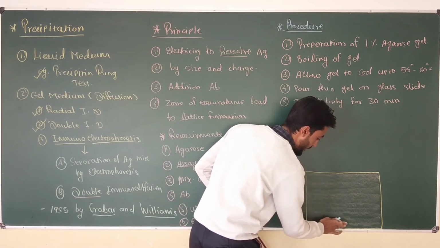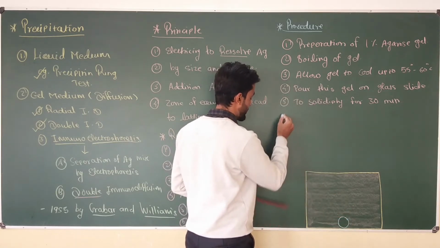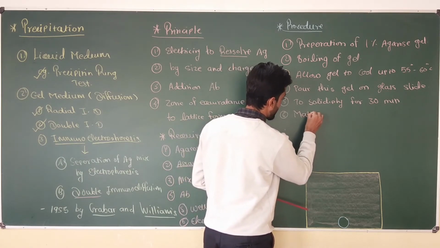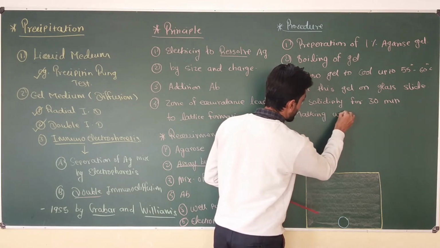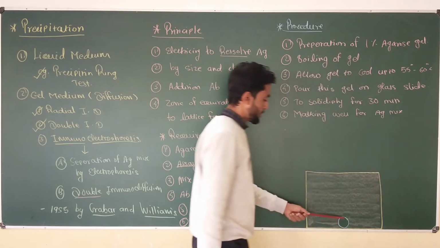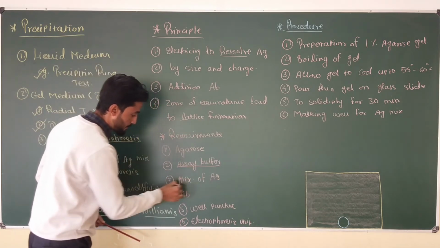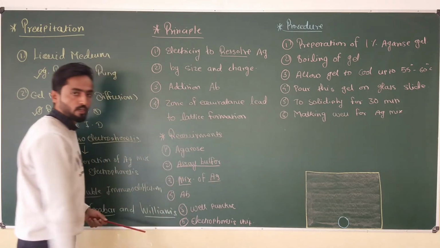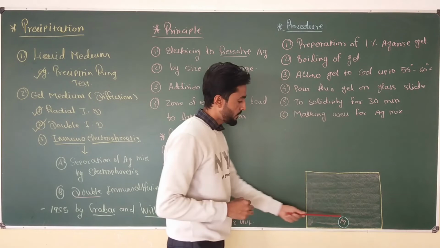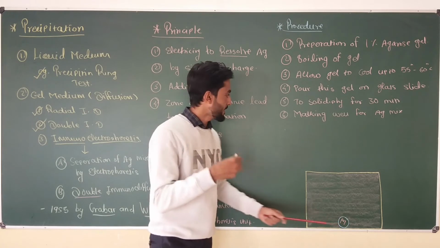After solidification of the agarose gel on the glass slide, the next step is making the well. For example, I have made the well at this point with the help of a gel puncture. This is the well for the antigen mixture. After preparation of the well or hole in the gel, you have to add your sample or mixture of the antigen into the well with the help of a micropipette.